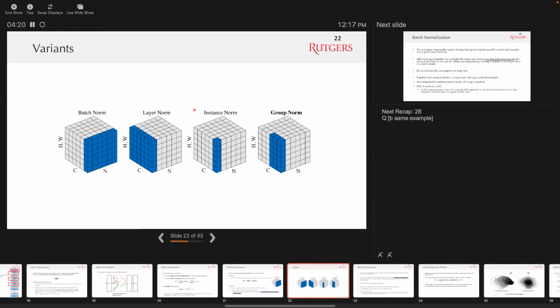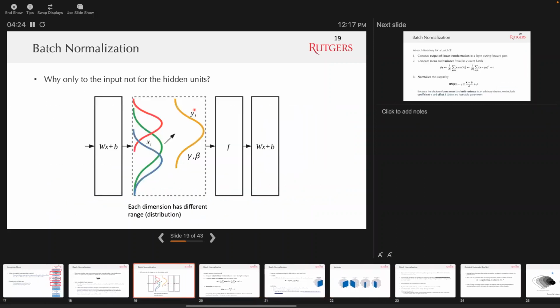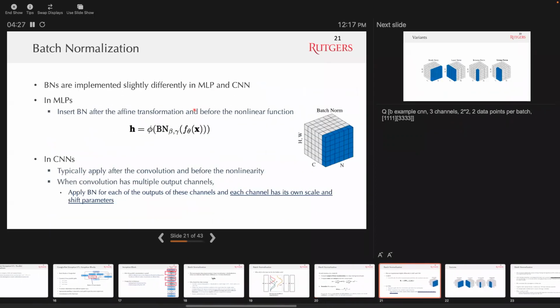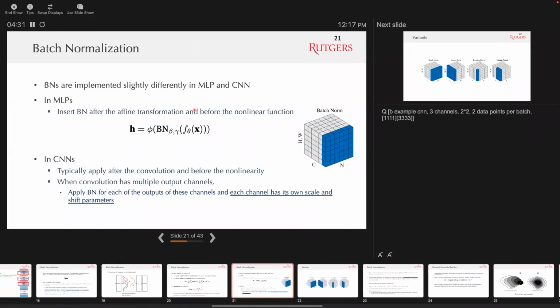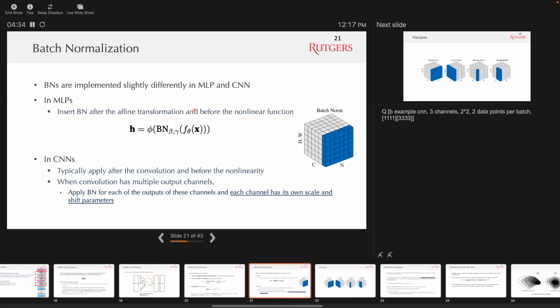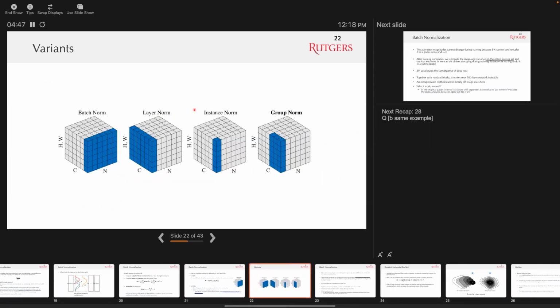We also talked about what they call internal covariate shift. To cope with this, we use some form of normalization. We started with batch normalization, where you normalize across different data points in the same batch. But you can actually normalize from a different perspective. So you have layer norm, instance norm, and group norm.